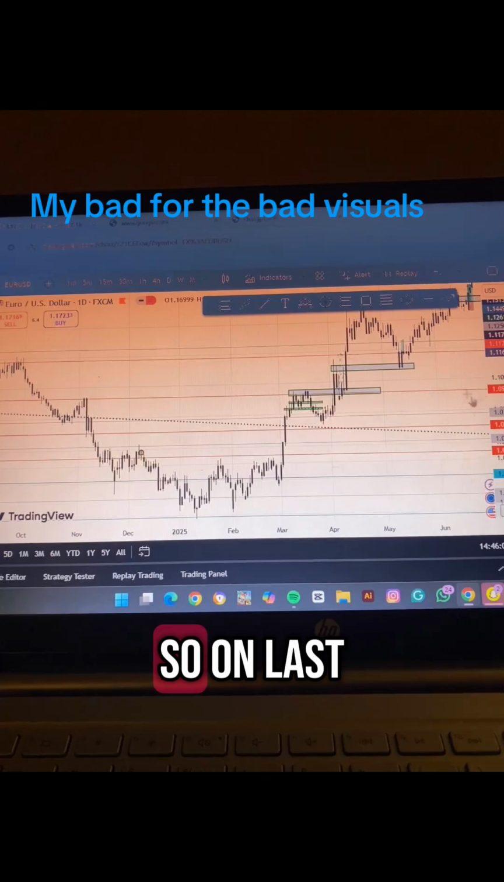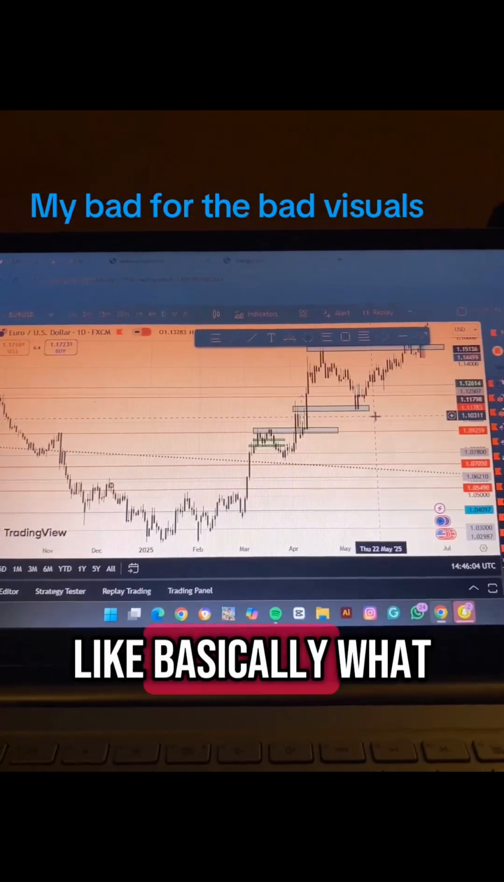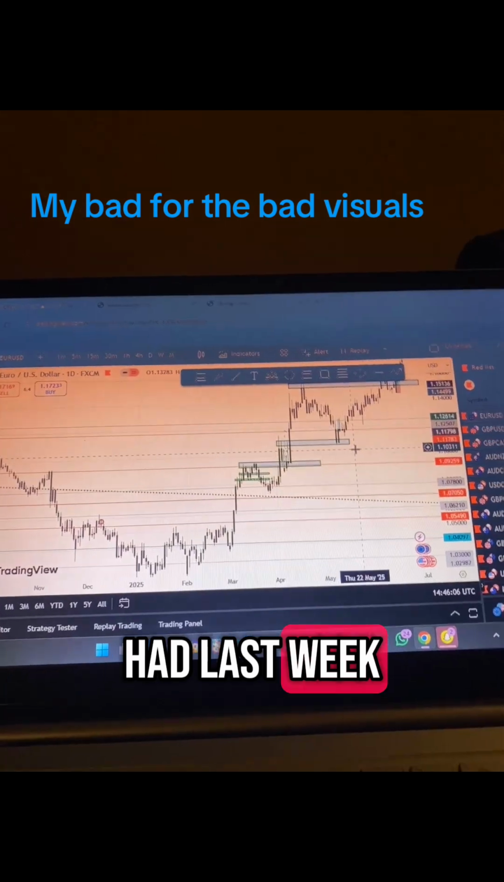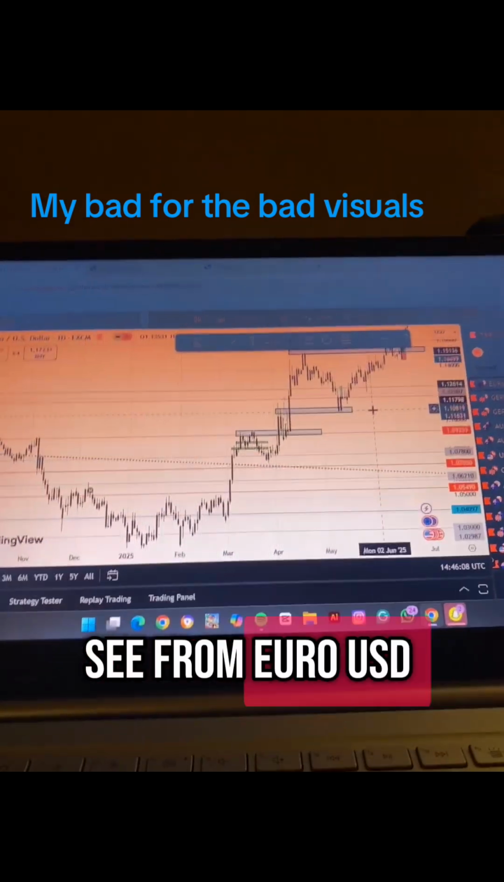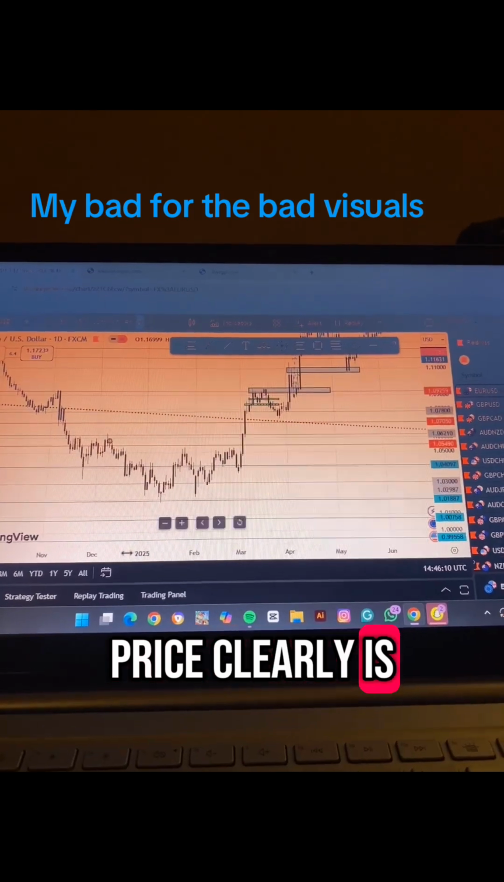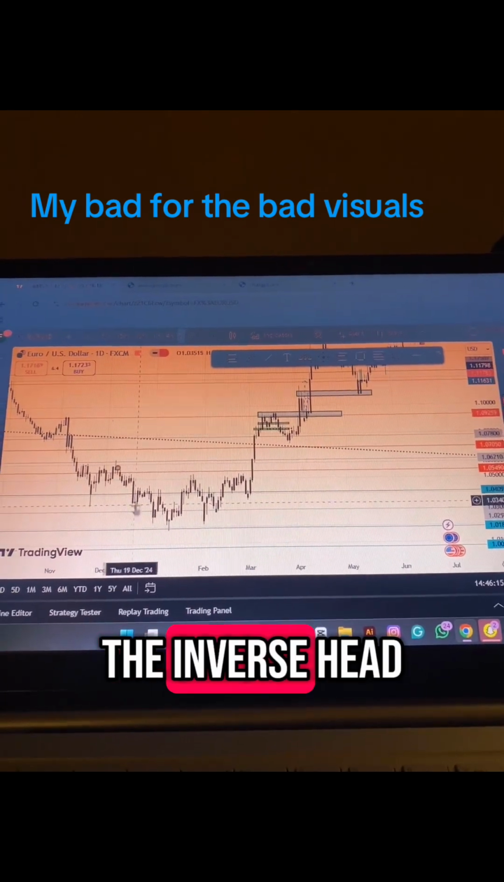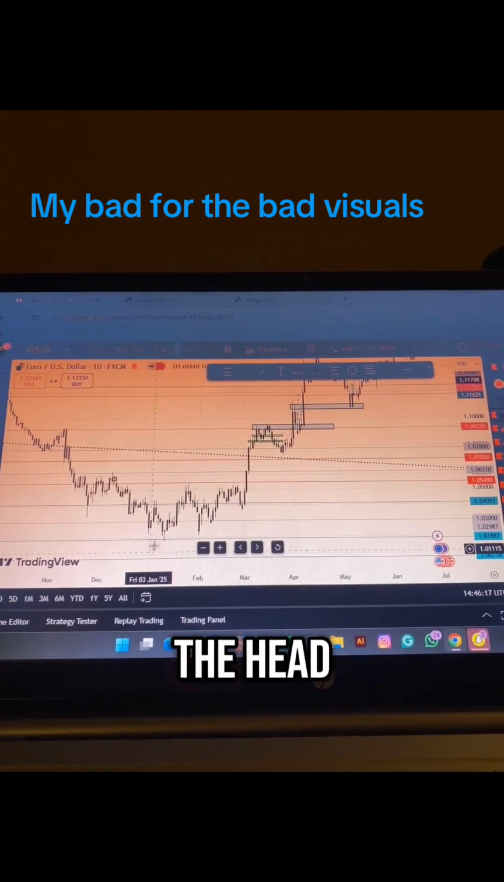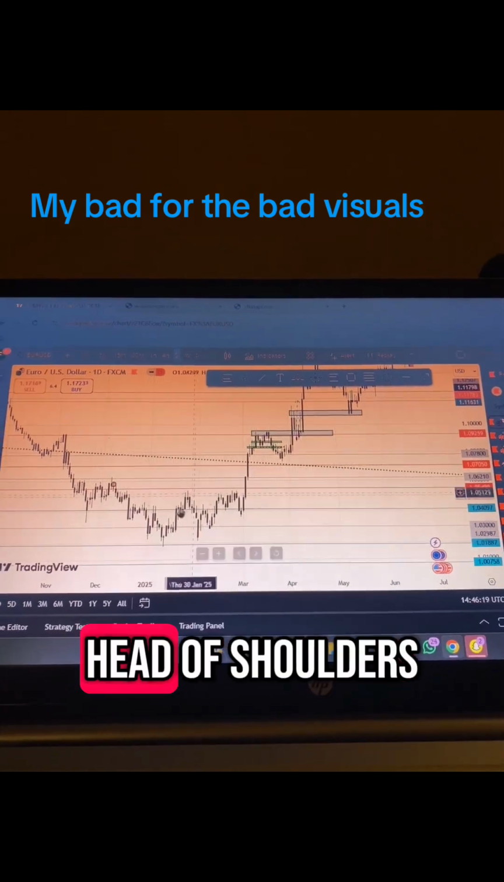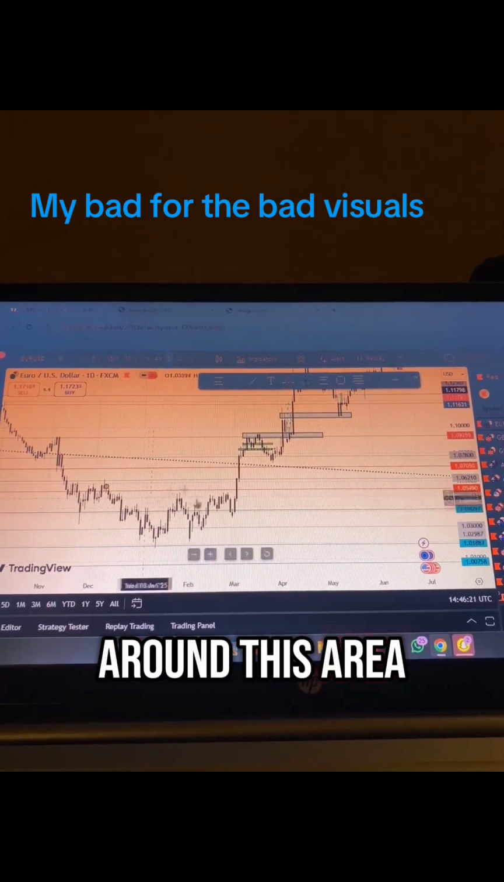One. So this is basically a recap of what we had last week. Looking at EUR/USD, you can see price is clearly on an uptrend. You can see the higher highs and the higher lows. You can see the inverse head and shoulders around this area.